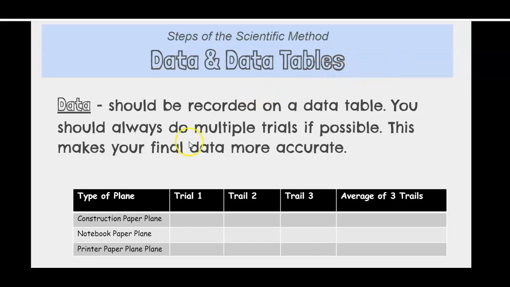Notice here I've got 3 trials, right? You want to make sure that you do multiple trials if you can, because that also helps with quality control. So if you accidentally throw it bad one time, you can throw it 2 more times and take the average, and that will help with your quality control as well. So your data table collects every single piece of data that you gather. It's really important that if you have multiple trials that you also have averages, because you want to communicate the most important data, and your most important data, in this case your averages, is what's going to go on your graph.